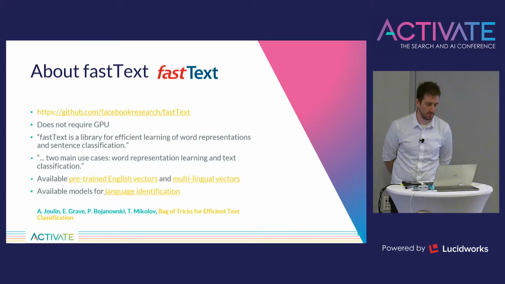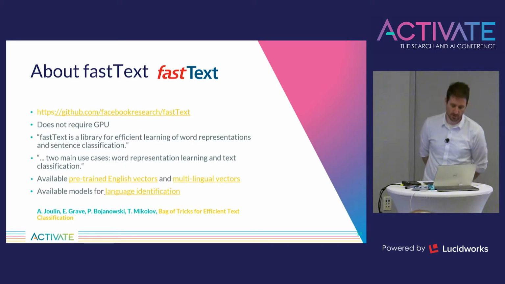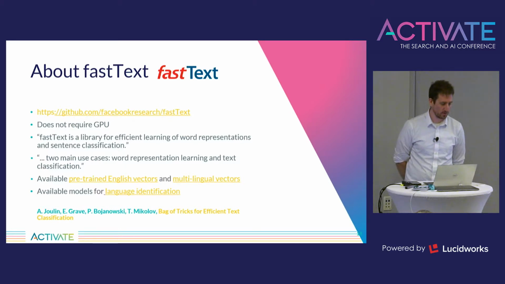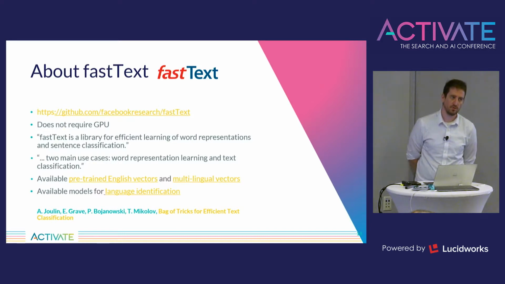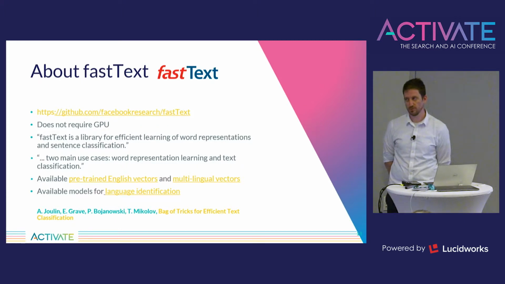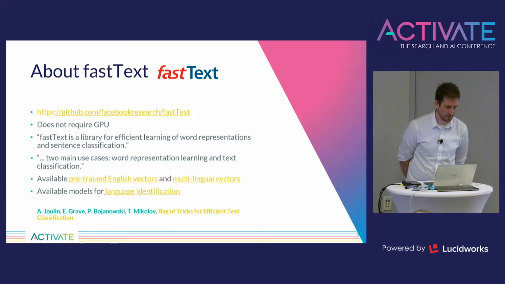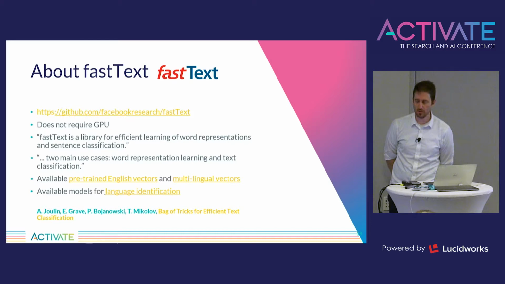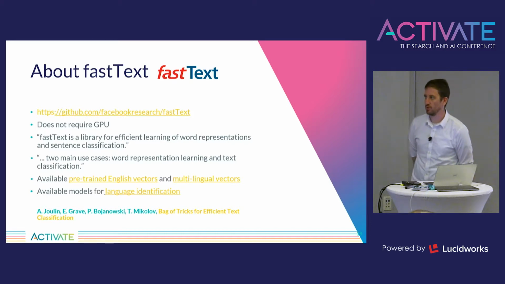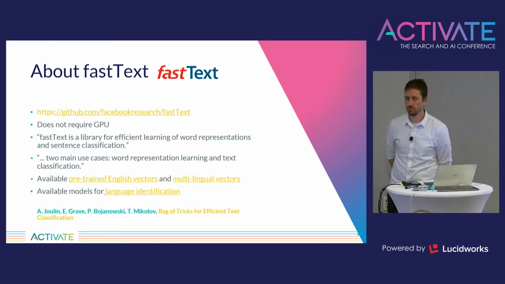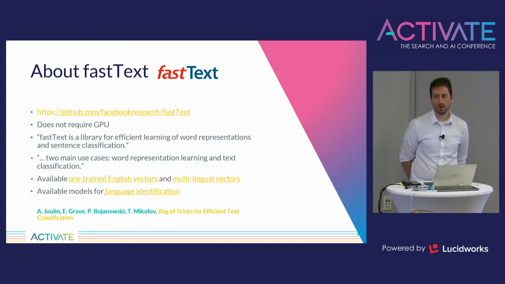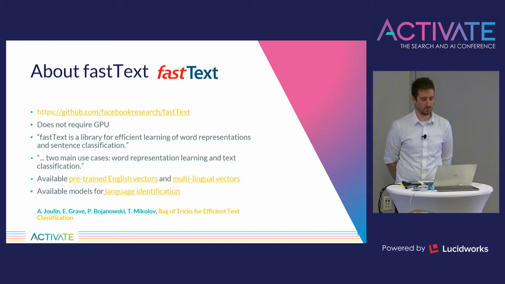If you're not familiar with fastText, it's an open source library from Facebook. One plus is that it does not require a GPU to operate. It just runs on a regular old CPU, does not require many resources, and it's quick. It can train on documents relatively quickly. It's a library, as they call it on the site, for efficient learning of word representations and sentence classification. So you can make your word vectors and do the document classification, which is what we're using it for here.